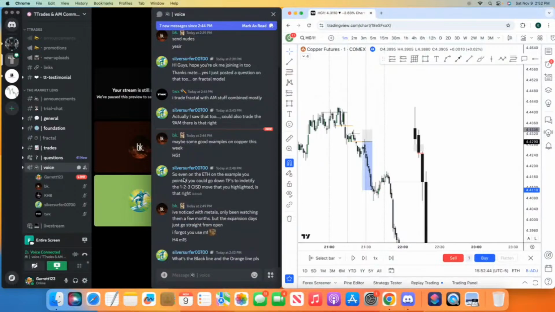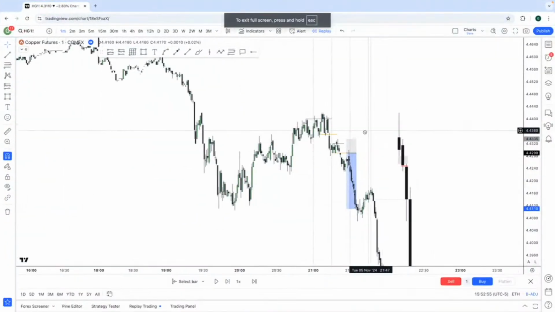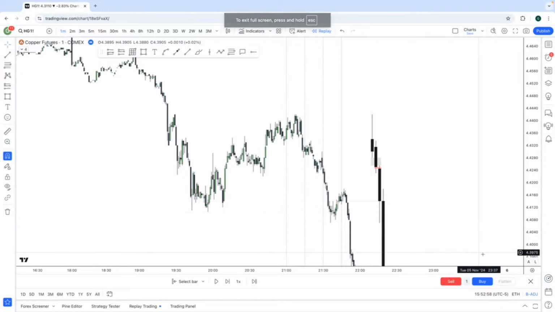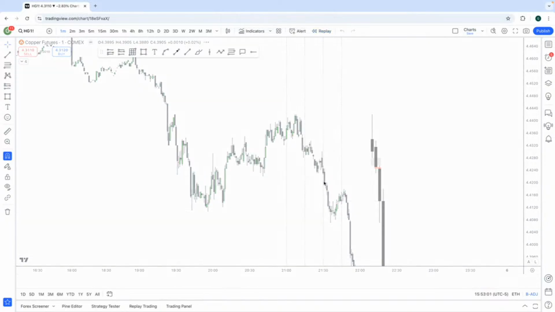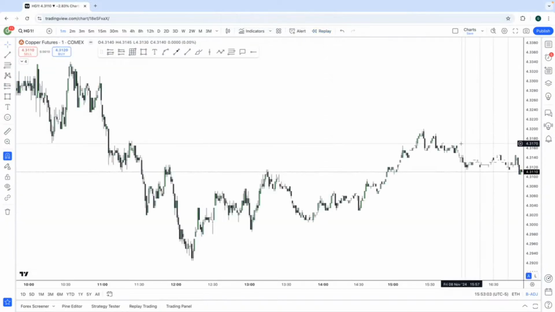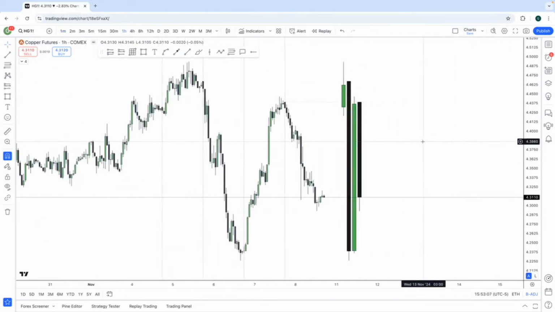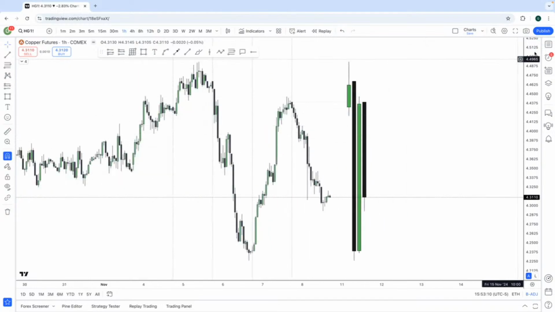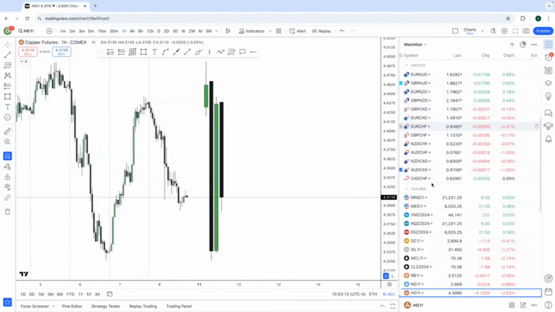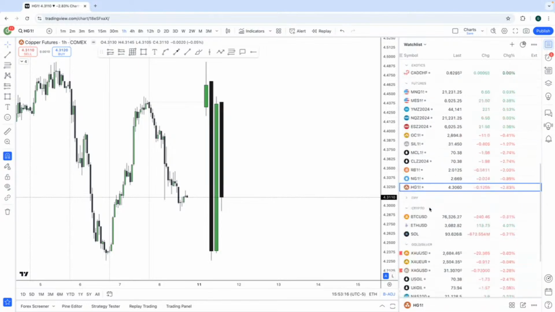Everybody? So even on the Ethereum example you pointed out, you could go down a time frame to identify what was highlighted. Yeah, it depends on your style, but if you watch my little backtest video, I caught the low of the day with a 15-minute model. It just takes experience. You gotta know that it's a high probability area to reverse from. So if you look here, where are we at? Oh yeah, Ethereum, right?